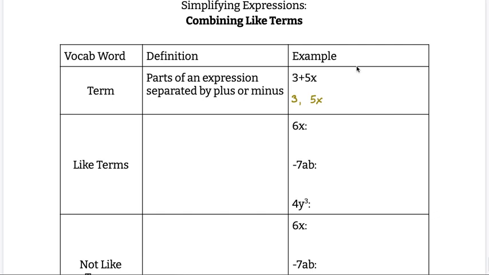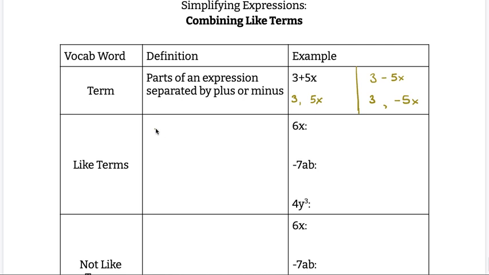If we had a negative in there, we could have a 3, say, minus 5x. Just recognize there that your two terms in that expression will be a 3 and a negative 5x. The sign goes with the coefficient right there.